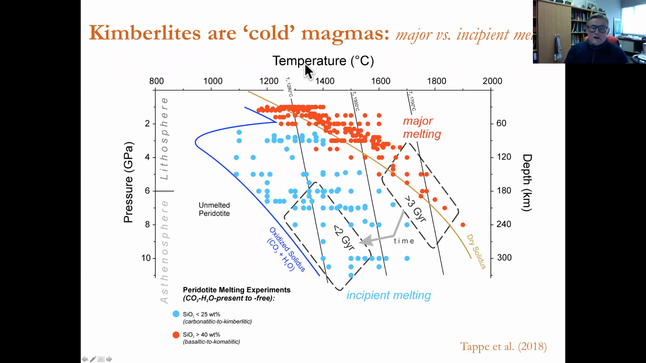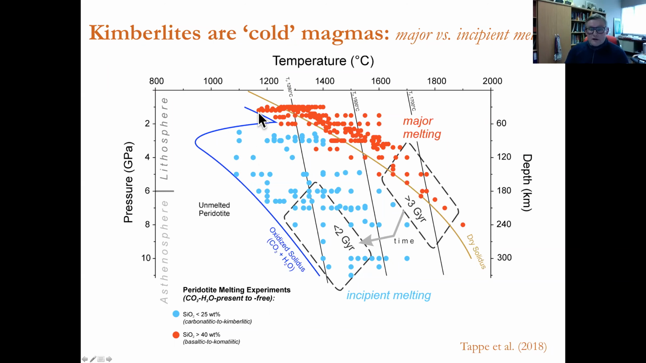So this is a simple pressure-temperature diagram. What we have done here is plot experimental work for high pressure experiments that used volatiles and produced melts with less than 25% silica. Everything in blue is carbonatitic to kimberlitic in composition, and everything in red has more than 40% silica and is also sometimes dry in the experiments. That's more basaltic to komatiitic melts.